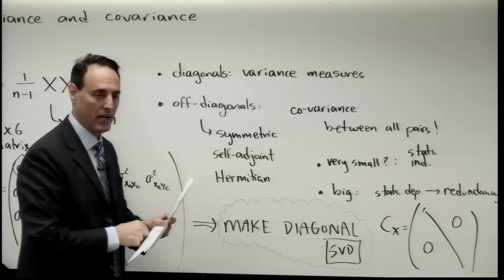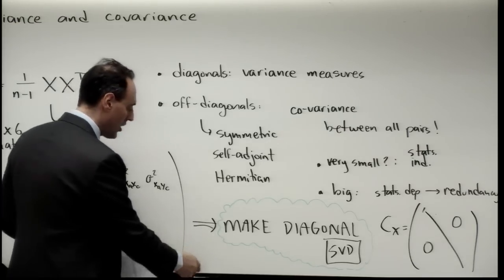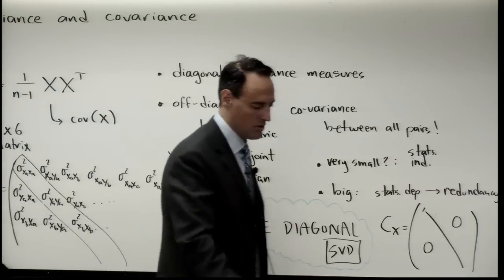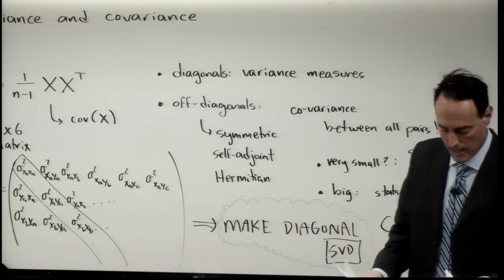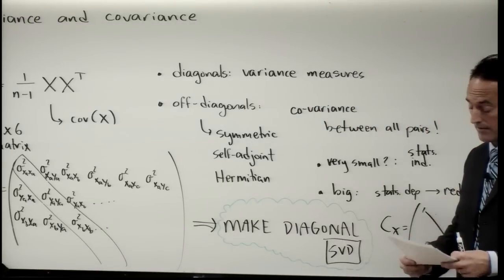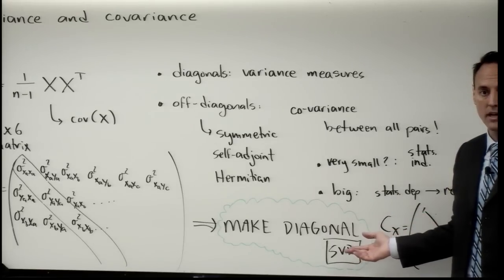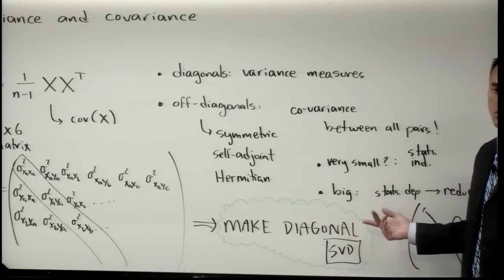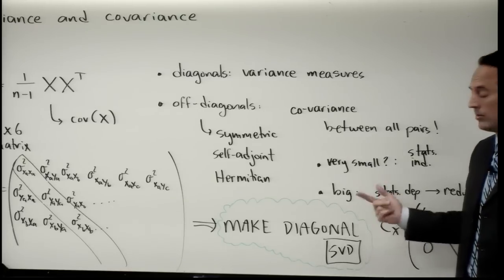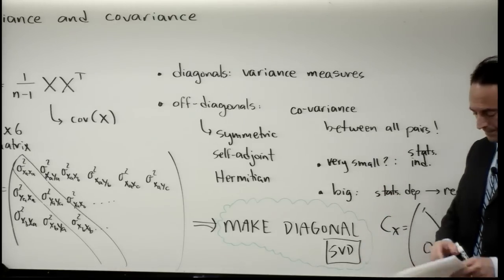Diagonalization is a very important, critical thing to do when you look at dynamics or any kind of system like this. And by the way, you're already familiar with diagonalization from eigenvalues and eigenvectors. I'm going to show you the connection to those, and then I'll show you the connection to the SVD. Okay.